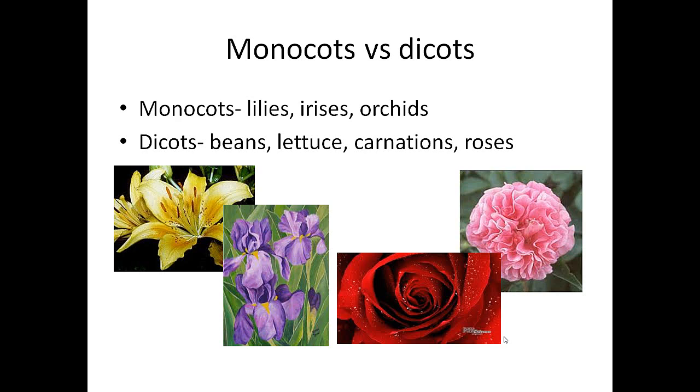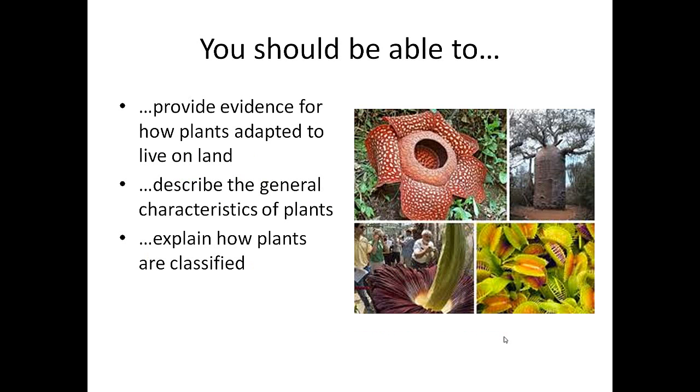You'll be doing a lab where you have to dissect some flowers, which sounds kind of funny, but it's actually pretty interesting, and you'll need to be able to figure out, are you looking at a monocot or a dicot? Now that you've seen this video, you should be able to describe how plants adapted to live on land, describe the general characteristics of all plants, and then be able to classify them and explain why plants are grouped into the classifications that they are.